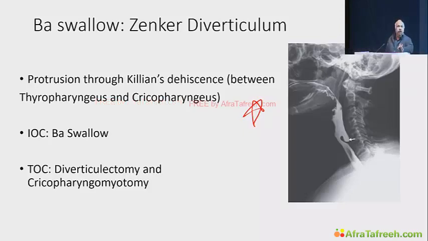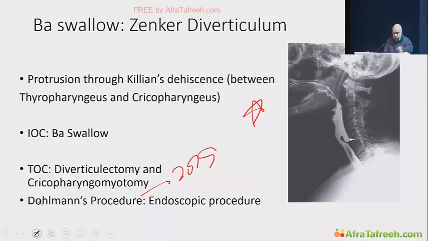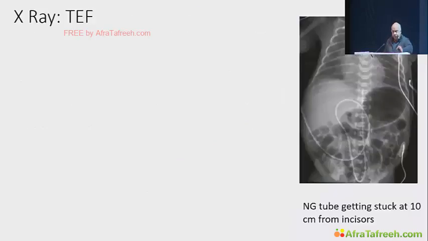Treatment is diverticulectomy and cricopharyngeal myotomy. Cut the muscle and remove the diverticulum. And we have an endoscopic surgery called Dohlman procedure. This was a question of 2019 All India. The question was just a one-liner: what is Dohlman procedure done for? This is done for Zenker diverticulum. So this is a very minor topic, Zenker. Let's come to the next topic.